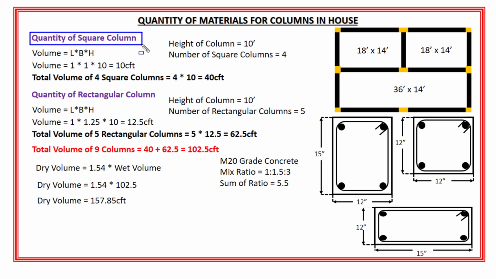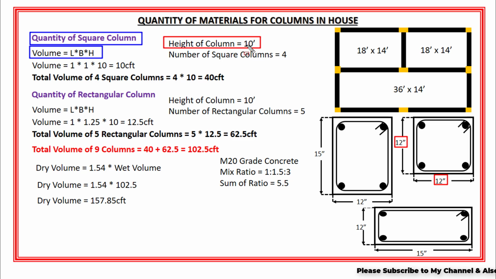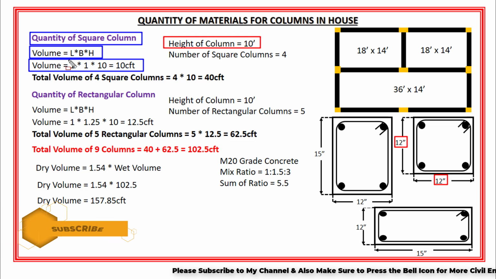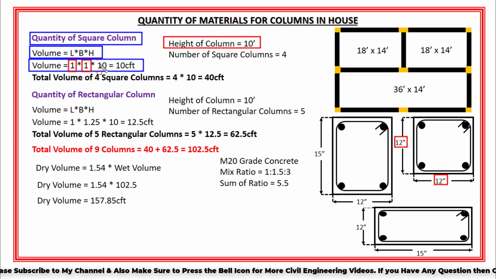So first let's start with the square column. So the volume of square column is equal to length into breadth into height. Here the length of the square column is 12 inches. Width of the square column is also 12 inches. And the height of all columns in this house is 10 feet. Okay. So the volume of square column is equal to 12 inches, which is equal to 1 feet, multiply by 1 feet, multiply by 10 feet. And the volume of square column will become 10 cubic feet.